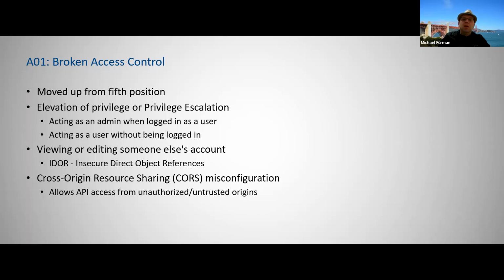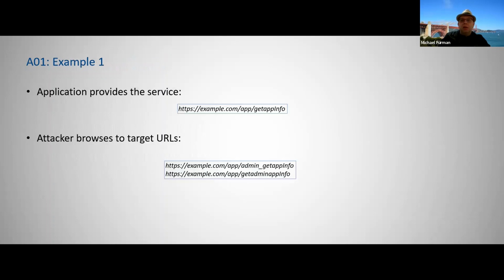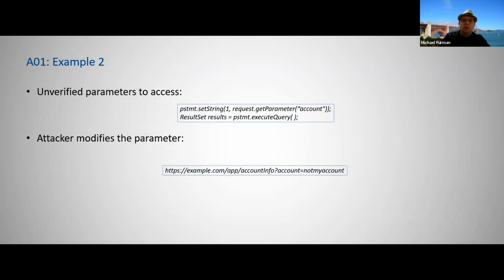Additional example: if an attacker can view or edit someone else's account, it's called IDOR. If you remember, it was once part of the OWASP Top 10, so it's also broken access control. Another example: I will provide some code examples. If your application provides a service like get app info, an attacker tries to guess maybe get admin app info, and is able to access it with user permission, then you have broken access control.